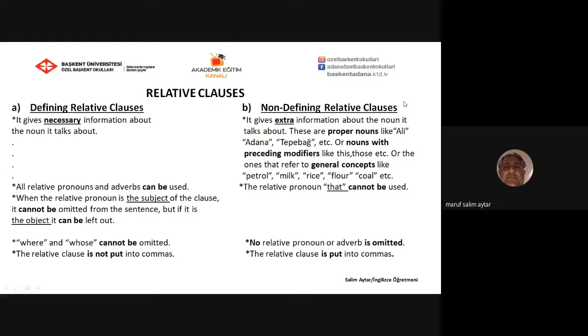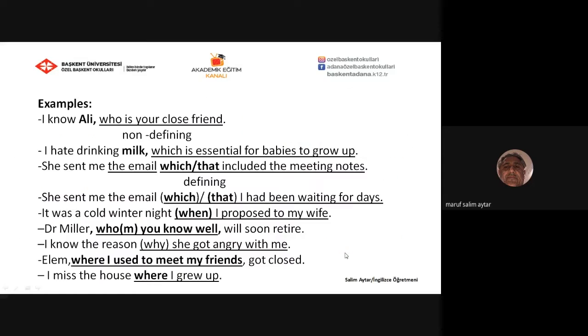In the non-defining relative clauses, no relative pronoun or adverb can be omitted, okay? And again, in the defining relative clauses, the relative clause is never put into commas, okay? But in the non-defining ones, the relative clause must be put into commas, okay?